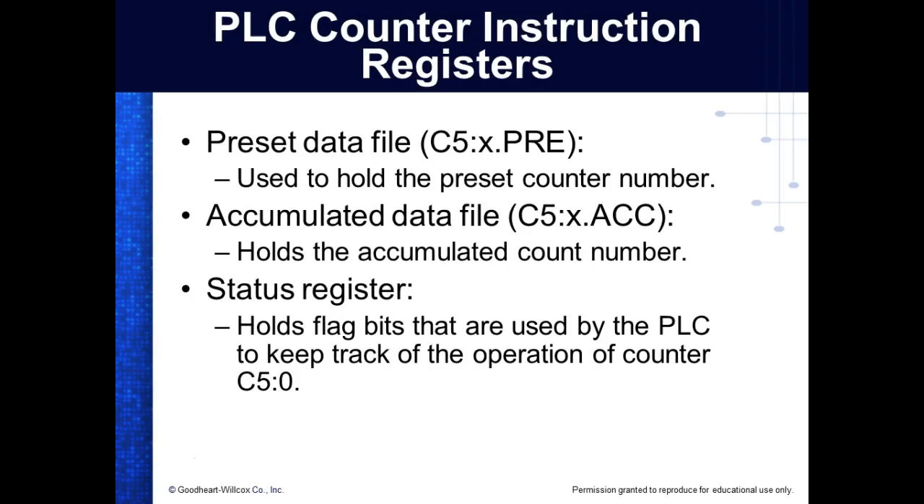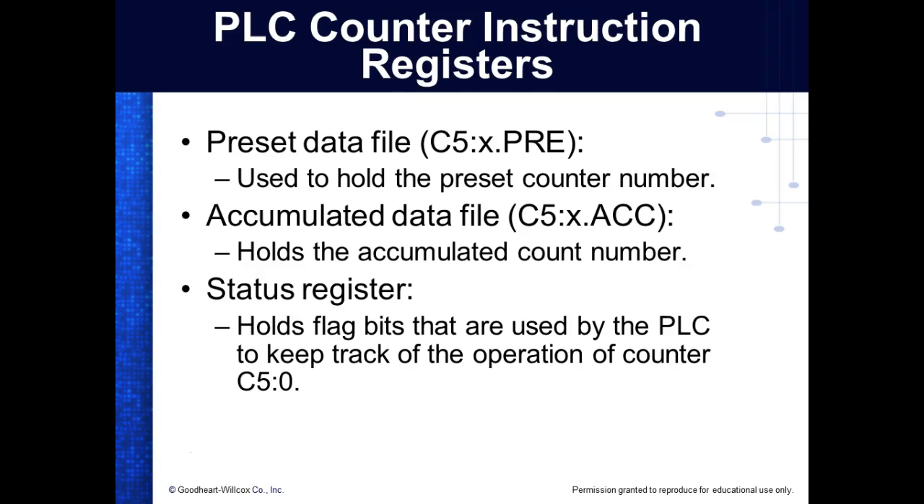We have what we call the preset register. We address it as C5, or C whatever, and we give it a number, dot preset. It's a 16-bit register. We can load it with a constant, or we can load it with a variable, with an input instruction or a move instruction, right? Everybody understand that?